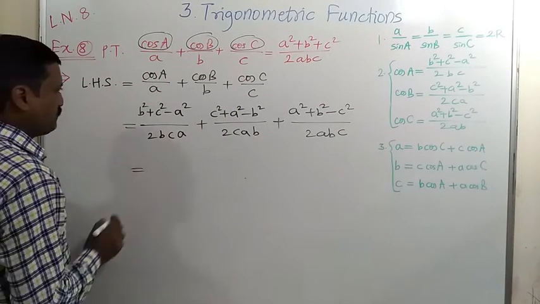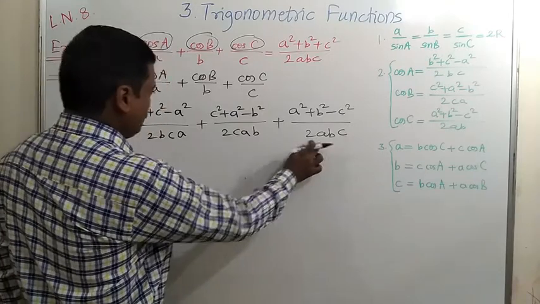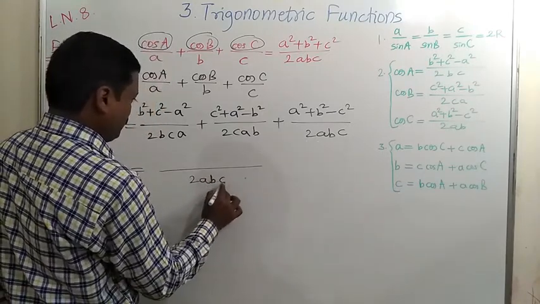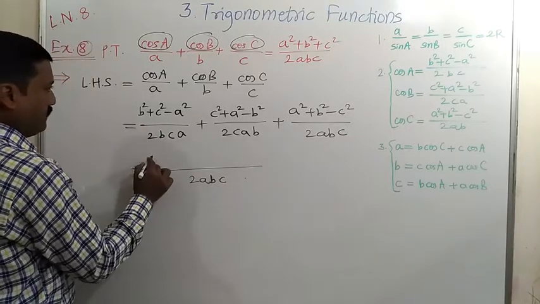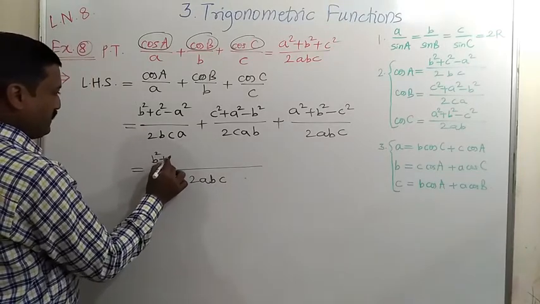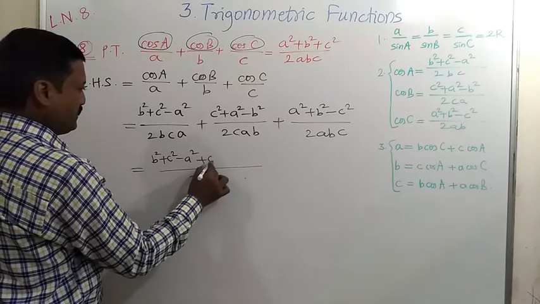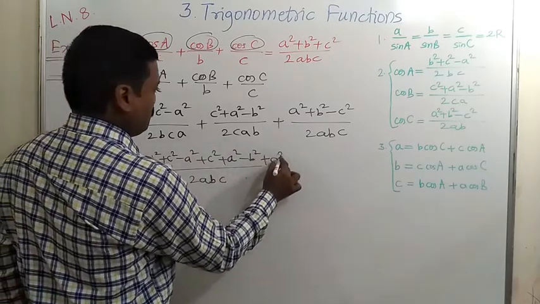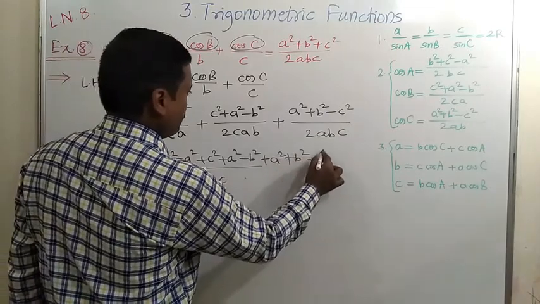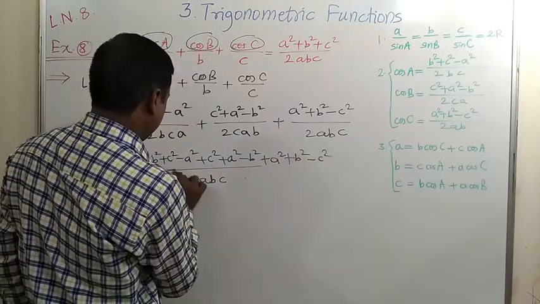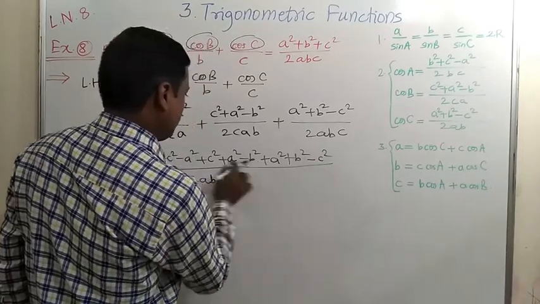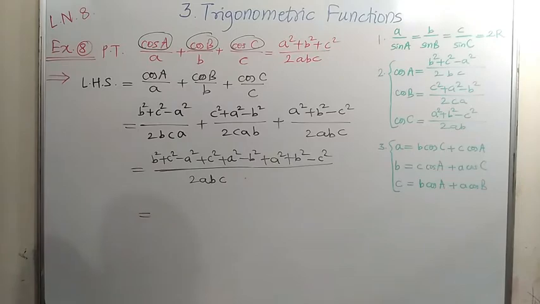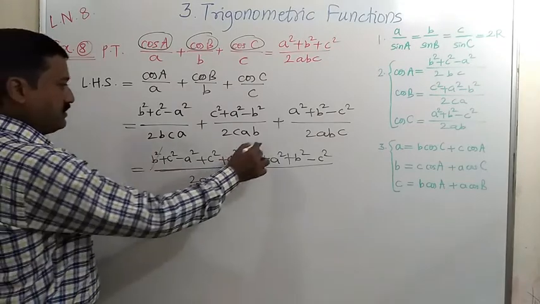So it is equal to, now the denominator of each term is same, that is twice ABC. At the numerator we get B square plus C square minus A square plus C square minus plus A square minus B square plus A square plus B square minus C square. So this is our numerator. Now this plus B square gets cancelled with minus B square.